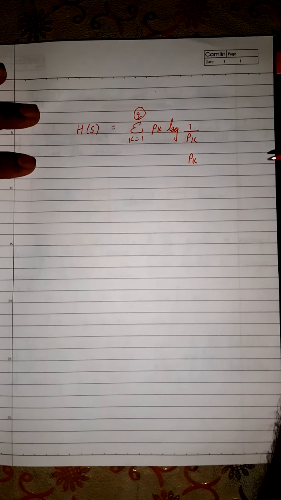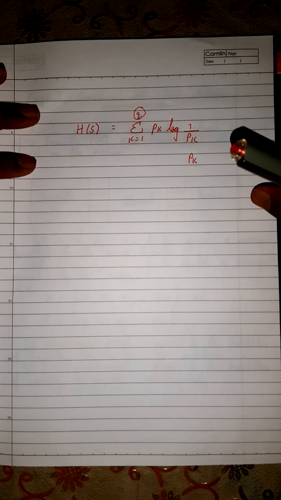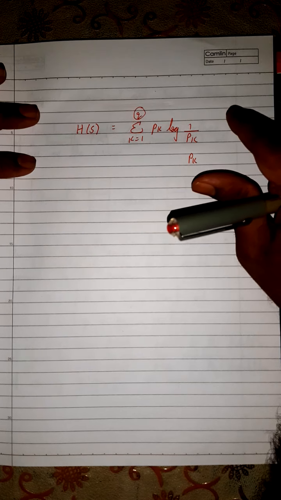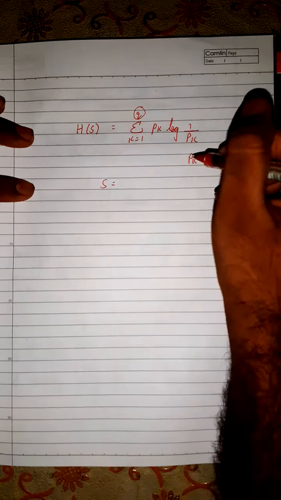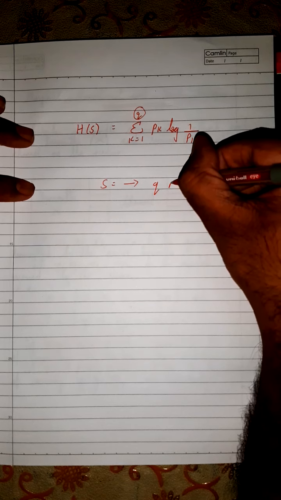And how many messages are there? There are q messages. So if you find the information of each and every message and multiply it with its corresponding probability, and then add it, you will get the entropy. One more thing about this entropy is that it can be defined if you have a source. In the first place, you should have a source, and that source should have q messages. And that is not the only condition.